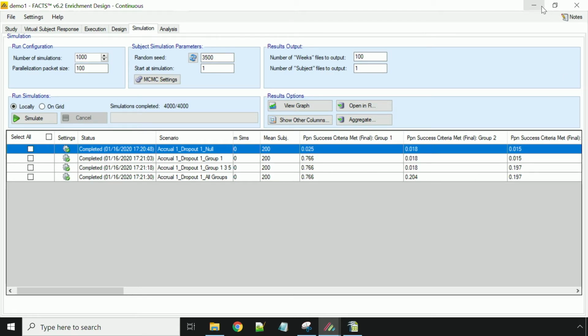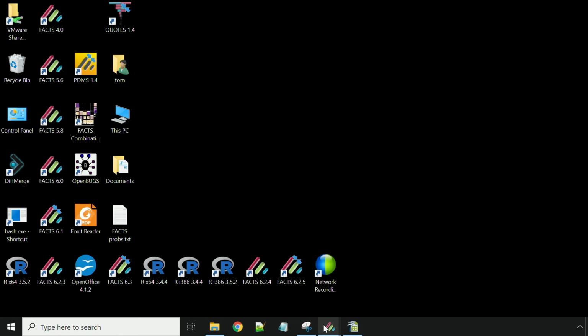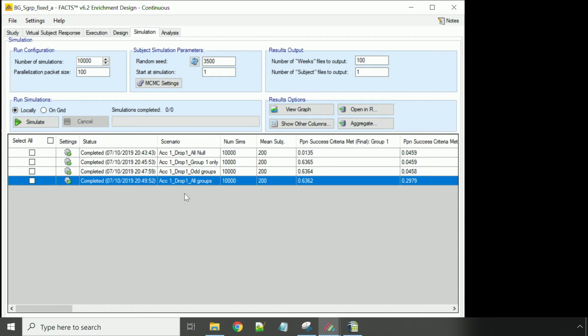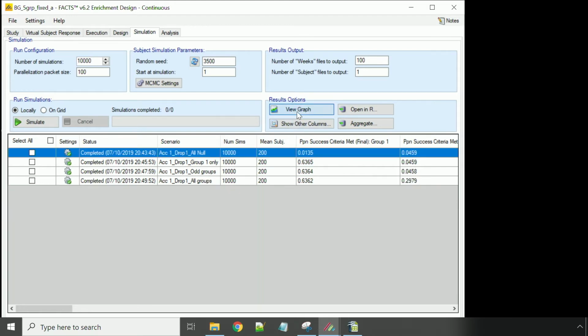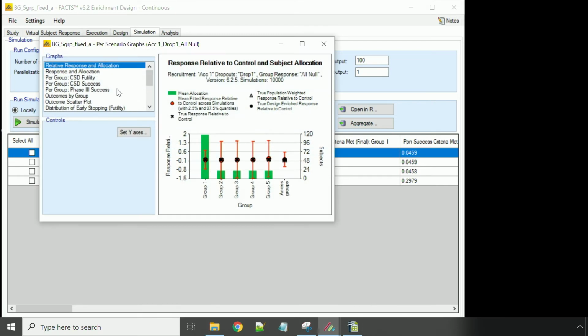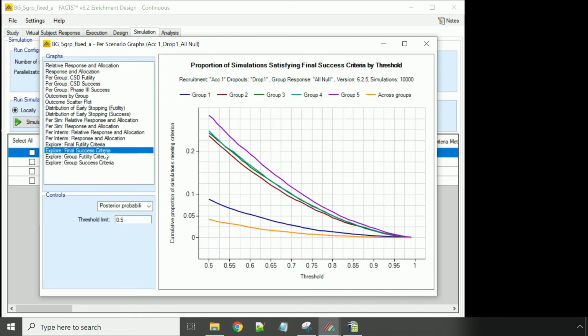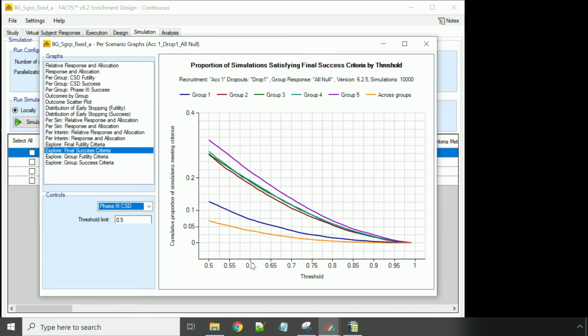So I said I'd explain where those stopping criteria came from, and what I've done is taken the design and simulated it 10,000 times. So I've now got a very serious database of simulation results, and I can look, say, on the null case, and one of the graphs we have is of the effect of different success criteria. So if I pick my phase 3 probabilities of success, you can now see a line for each of the groups and the across groups, and this is the proportion of simulations that would be successful for different success thresholds.